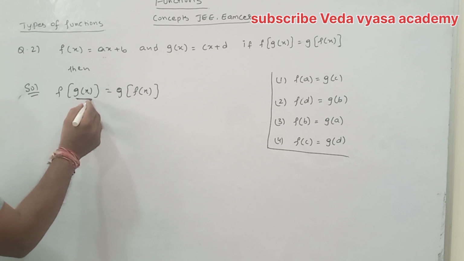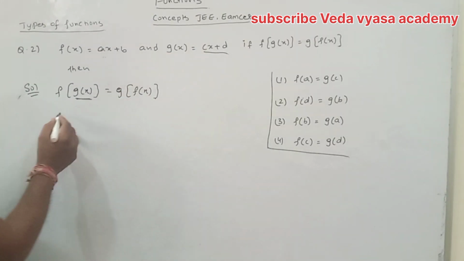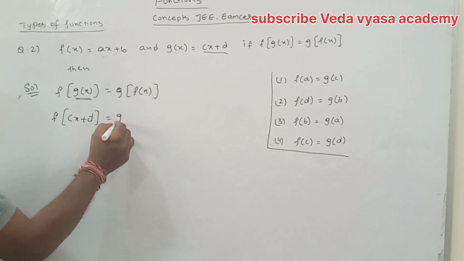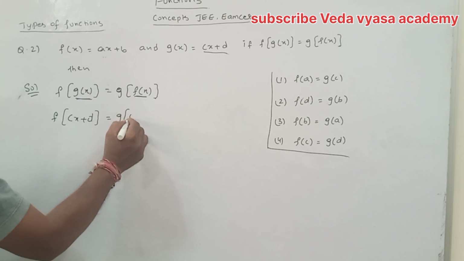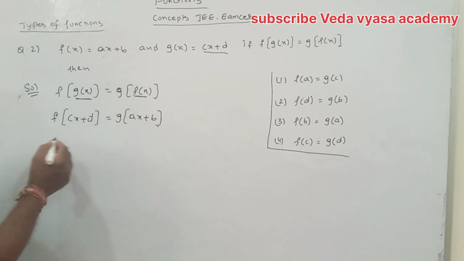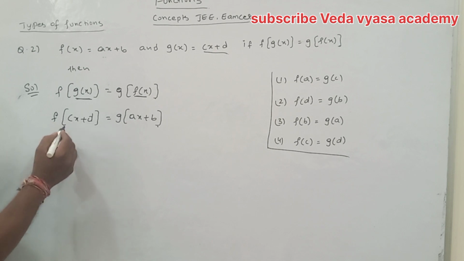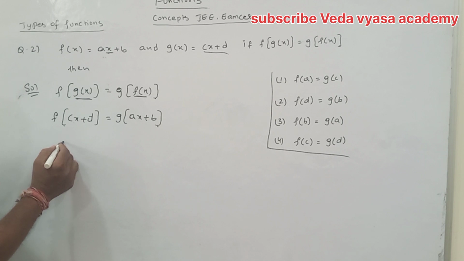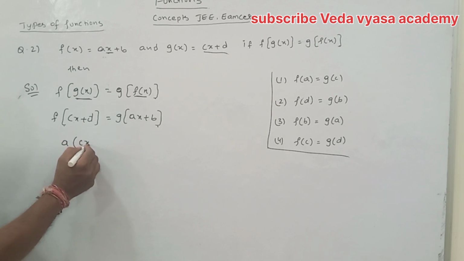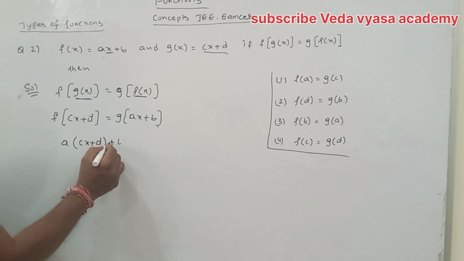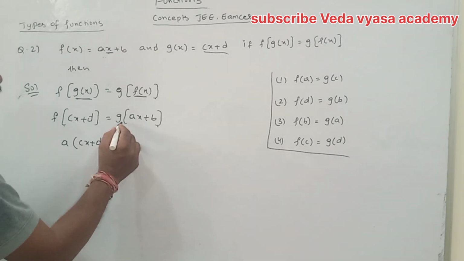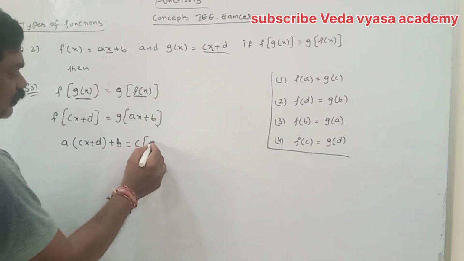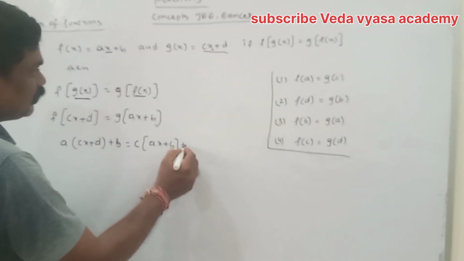Okay, what is g of x? g of x is equal to cx plus d. So f of cx plus d is equal to g of f of x. So you have to substitute x with cx plus d. So a of cx plus d plus b is equal to g of ax plus b. Here you have to substitute: c of ax plus b plus d.